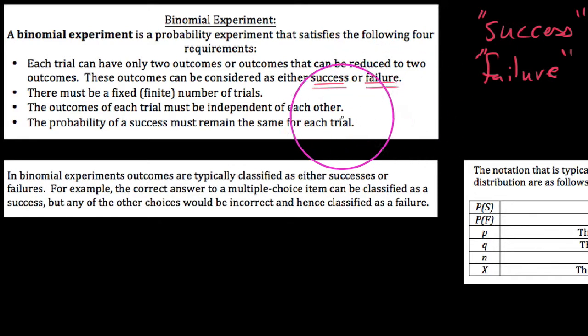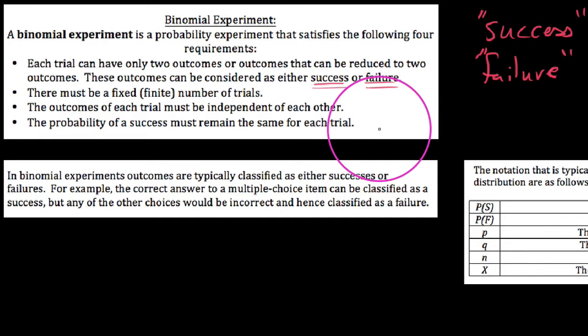We've talked about independent probabilities before. For example, flipping a coin and spinning a spinner: the fact that I flipped my coin did not affect the probability that I would spin something there. In this case, what if I flipped a coin 10 times? Each flip does not affect the probability of the next flip. So we say each probability is independent of the other. That ties in with the last one: the probability of success must remain the same for each trial.